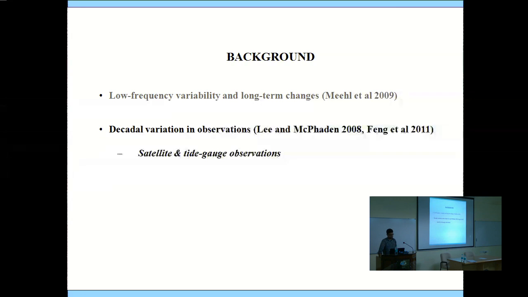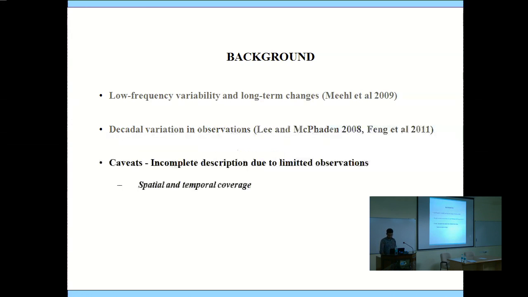We have two observations of decadal variability in the Indo-Pacific Ocean. One is from satellite altimetry by Lee and McFadden in 2008, and one is from long-term tide gauge records by Feng et al. The main problem we face while studying decadal scale variability is incomplete description due to limited observations. We have a large spatial coverage from satellite altimetry but poor temporal coverage, and long-term tide gauge records but very low spatial coverage.